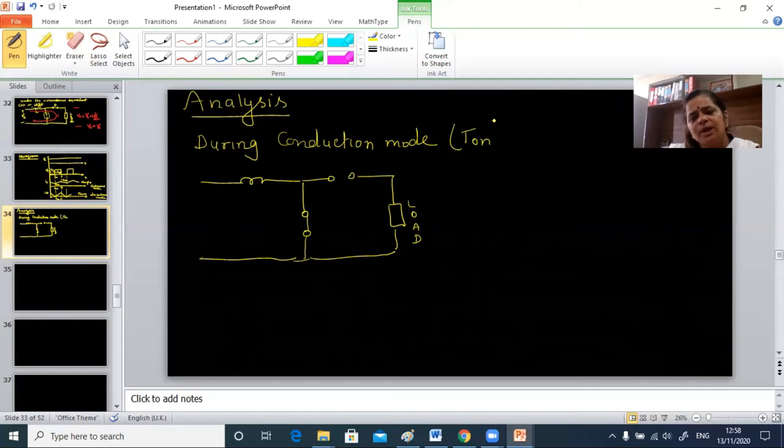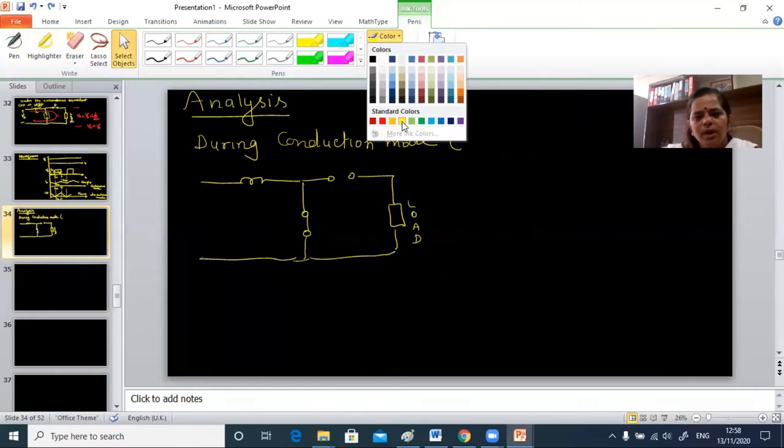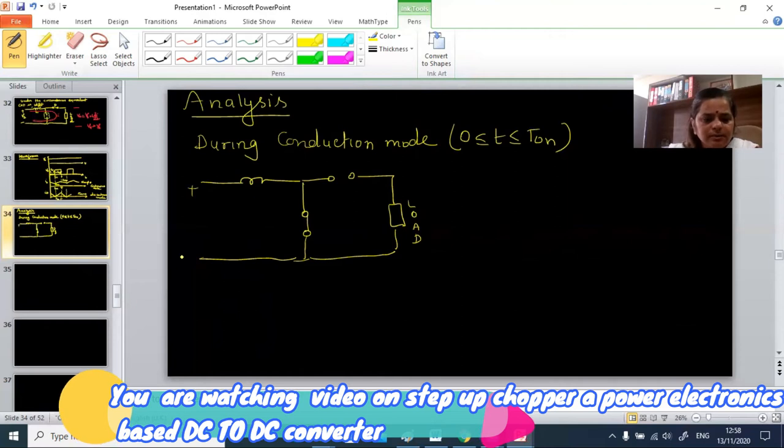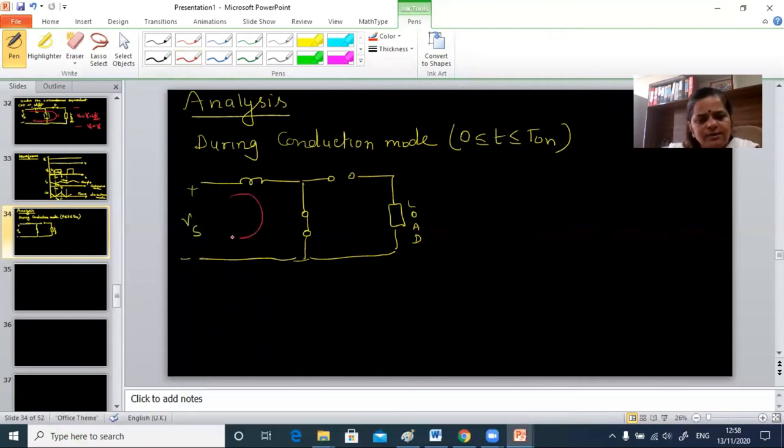This was the circuit during conduction mode. During conduction mode means during turn on time, for a TON time. Conduction mode exists between 0 to TON, plus minus Vs, and the current is flowing like this. This is your CH, this is your diode, this is your inductor, and here the load voltage is equal to 0. If I ask you, what is the voltage across the inductor? Through this short circuit, the supply voltage is appearing across the inductor. So Vs is equal to VL.